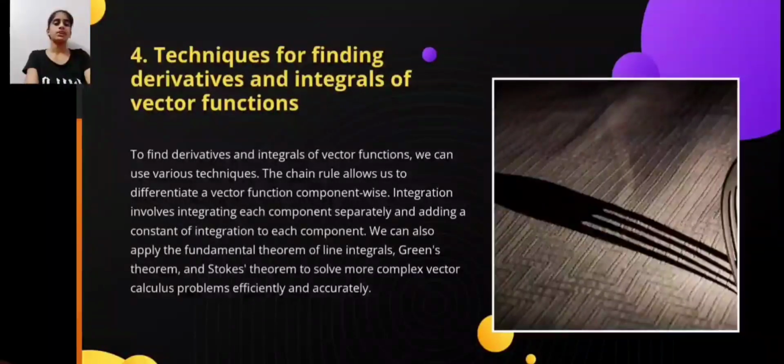And the fourth application is techniques for finding derivatives and integrals of vector functions. To find derivatives and integrals of vector functions, we can use various techniques. The chain rule allows us to differentiate a vector function component-wise. Integration involves integrating each component separately and adding a constant of integration to each component. We can also apply the fundamental theorem of line integrals, Green's theorem, and Stokes' theorem to solve more complex vector calculus problems efficiently and accurately.